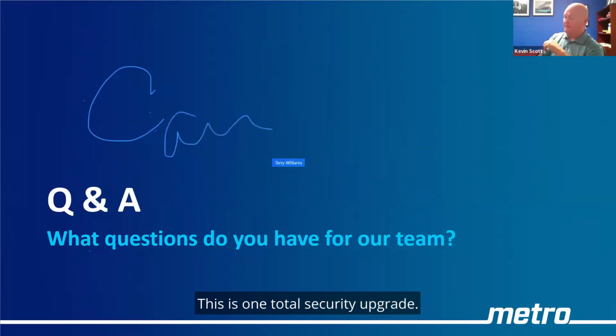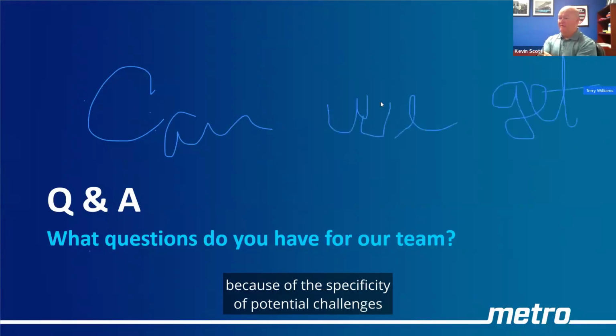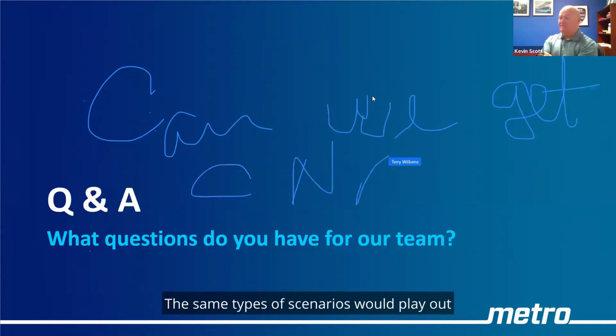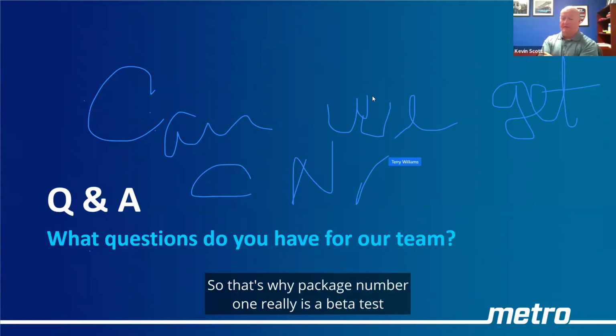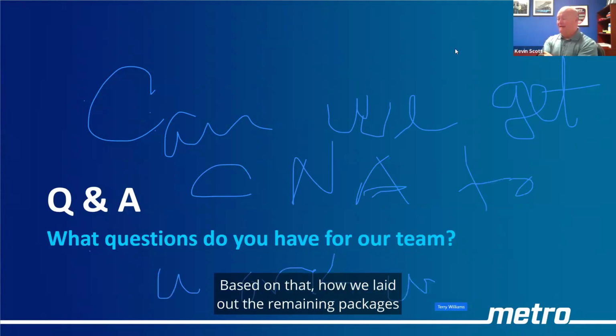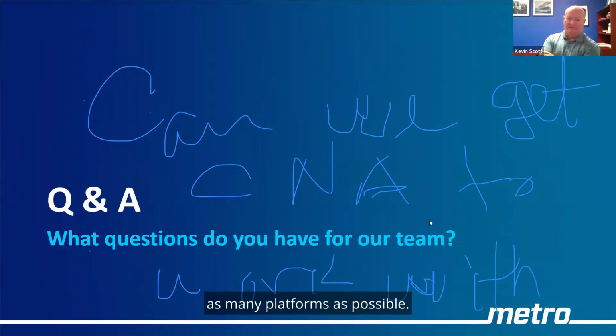Sure, that's a great question. This is one total security upgrade, so it's one total project. The first package, those locations were chosen because of the specificity of potential challenges that we would face at those locations. The same types of scenarios would play out over the course of the entire alignment. So that's why package number one really is a beta test or a genesis to this project. Based on that, how we laid out the remaining packages really is from an engineering standpoint. So how quickly can we implement as many platforms as possible?